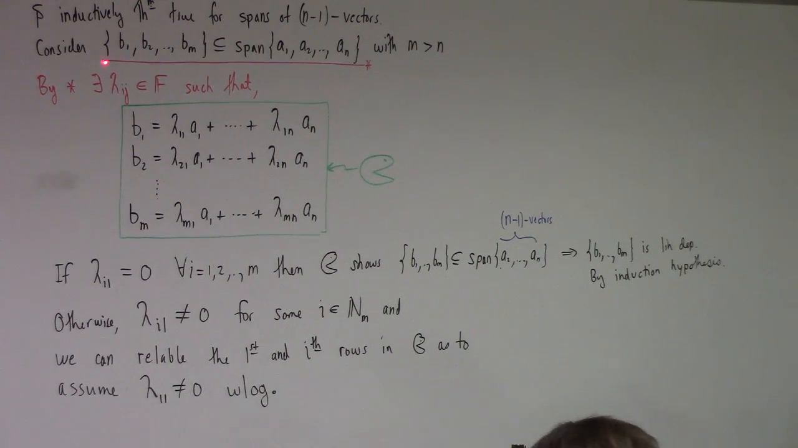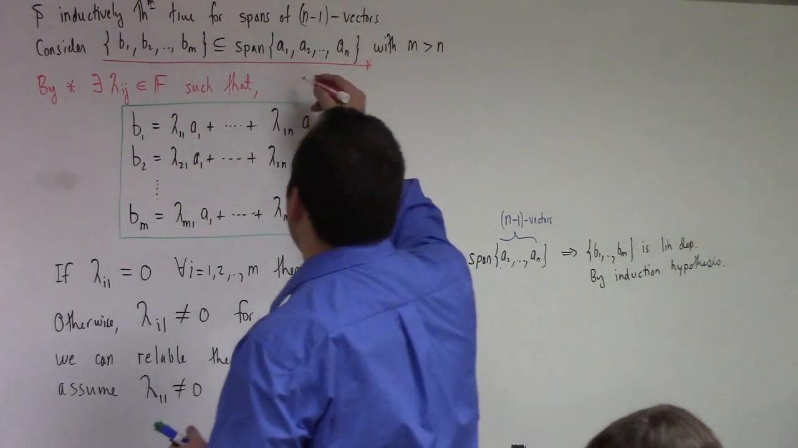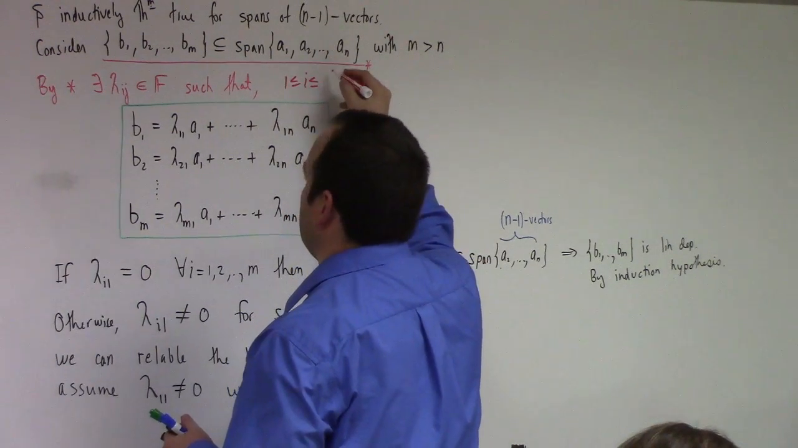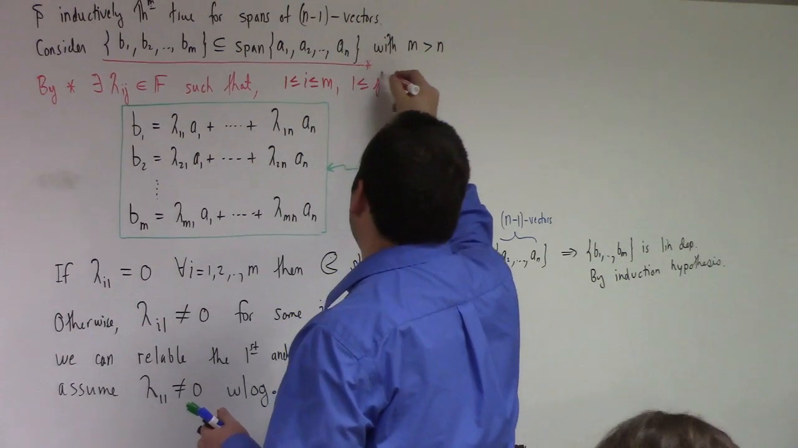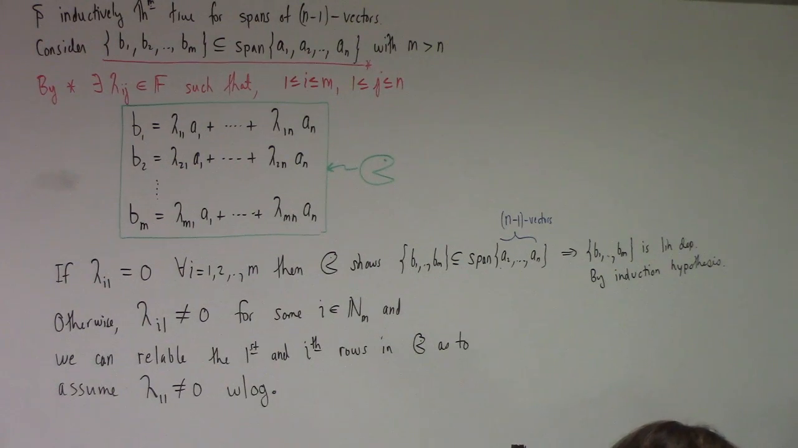So what does it mean? This star equation here gives me lots of things. It says that there exist constants in the field, lambda ij, where i and j range over 1 less than or equal to i less than or equal to m, and 1 less than or equal to j less than or equal to n. So we get these linear dependences of each b in terms of the a's like this. There have to be these linear combinations of a's that reproduce the b's. And I'm just going to call this whole thing Pac-Man.